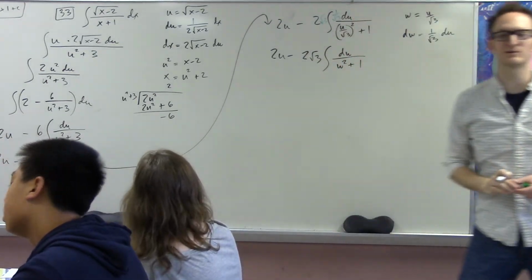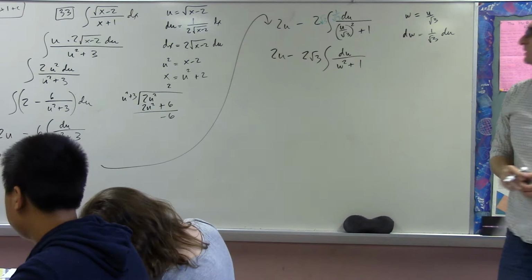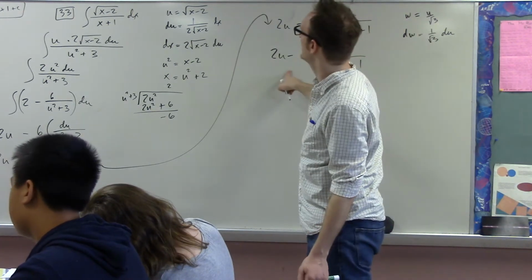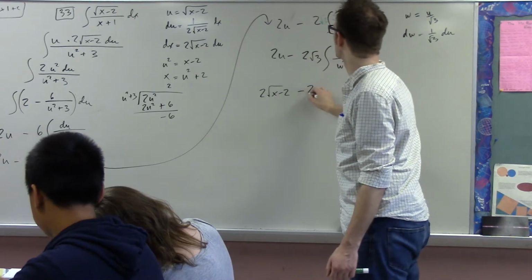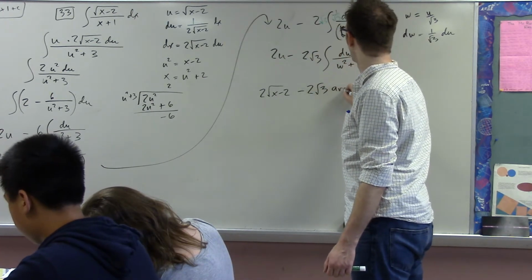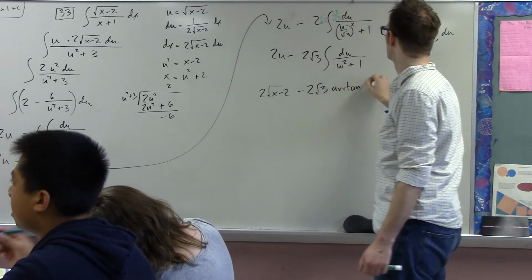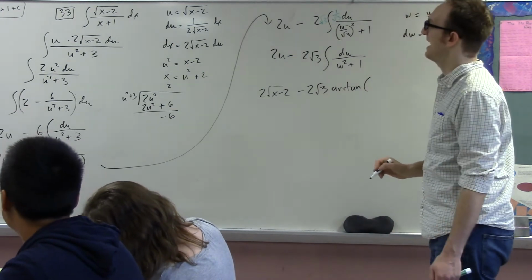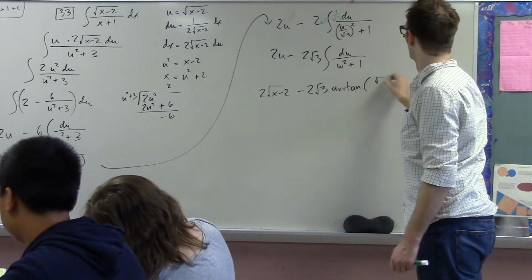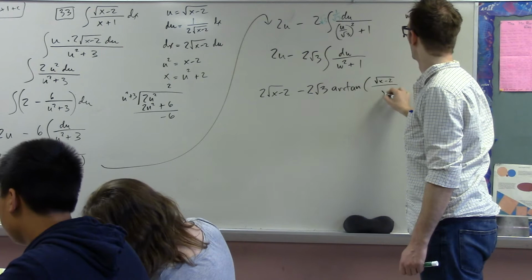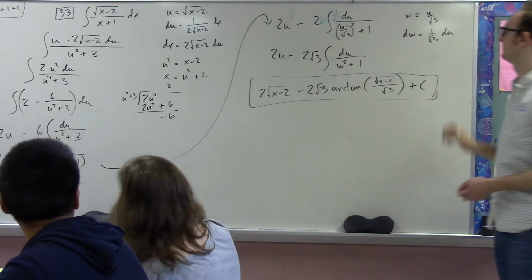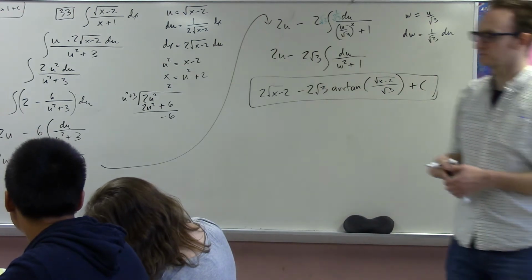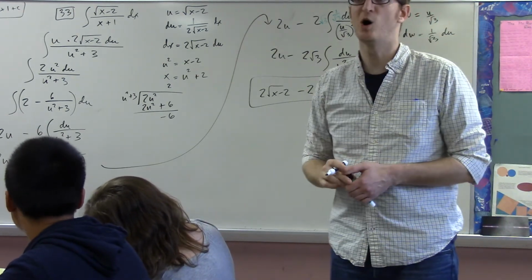Am I going too fast, or just going right through it? So final answer, 2 root x minus 2 minus 2 root 3 arctan w, which is actually root x minus 2 over root 3, plus c. All right, that's pretty hard. More.